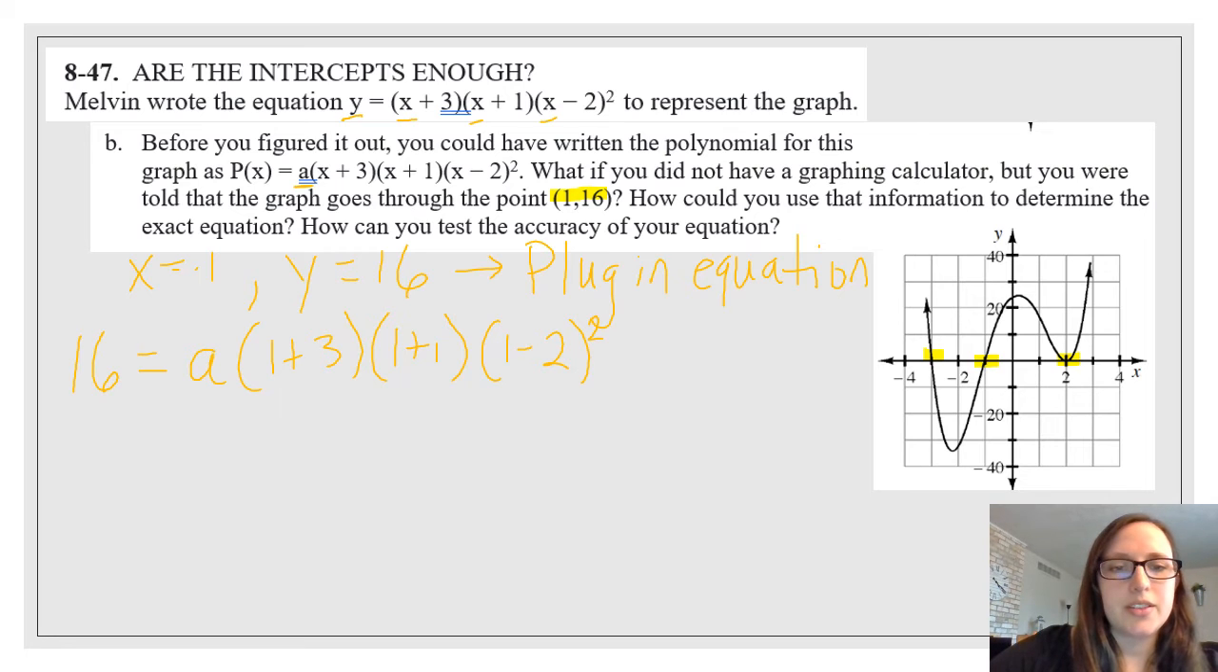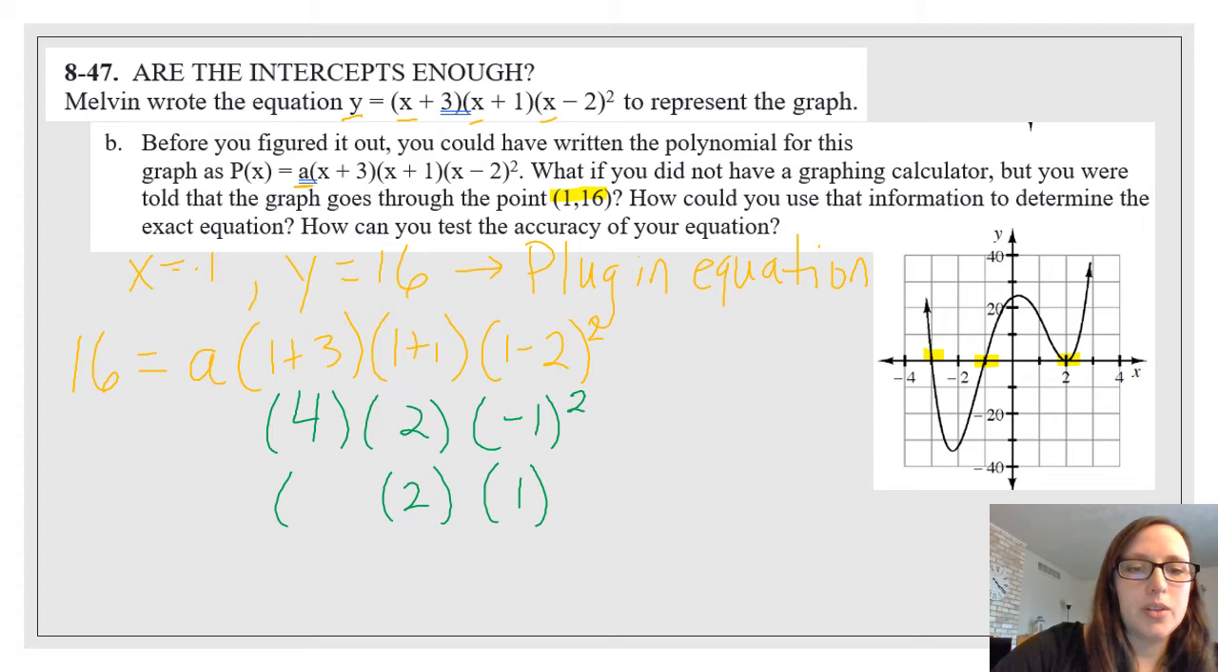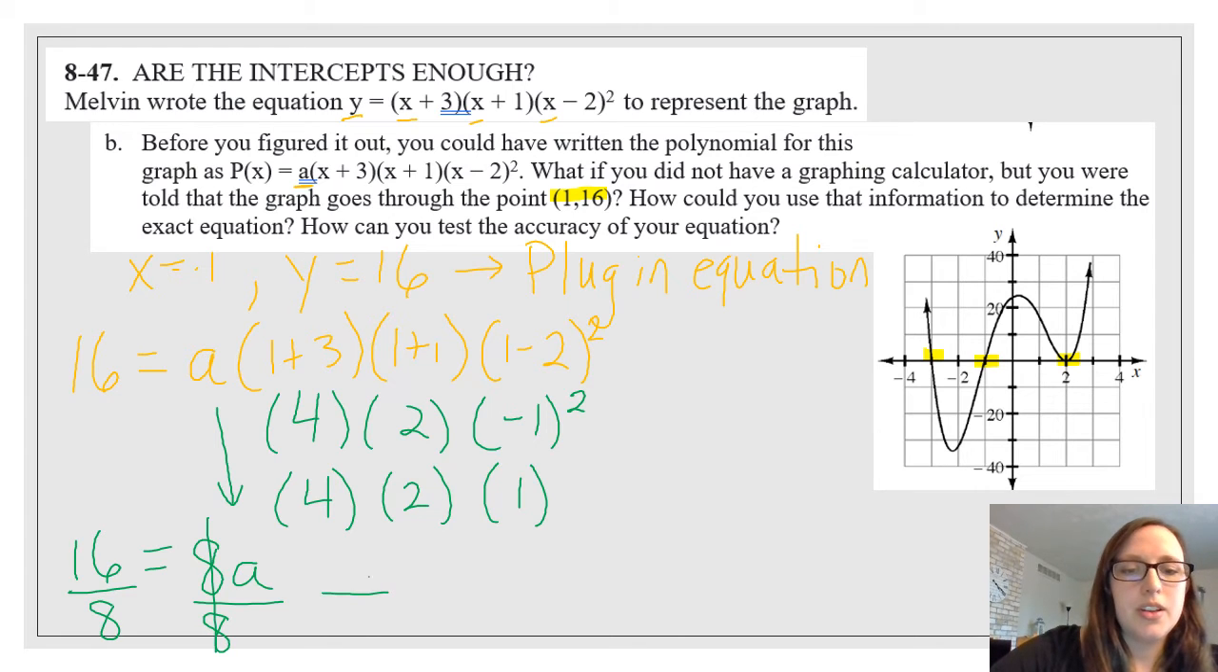And then we're going to simplify this. 1 plus 3 is 4, 1 plus 1 is 2, 1 minus 2 is negative 1, and then we square that. Remember order of operations, parentheses first, exponent next, negative 1 squared is 1, and then we're going to multiply everything out. 4 times 2 is 8, 8 times 1 is 8, so this is 8a, because we still have that a, equals 16. So then a would equal 2. We can just divide by 8 on both sides to get a by itself. And so our leading coefficient is 2.